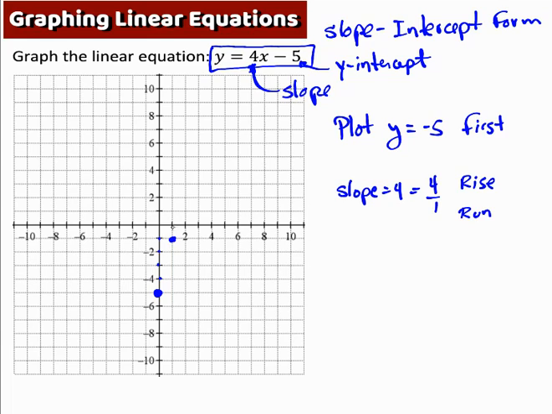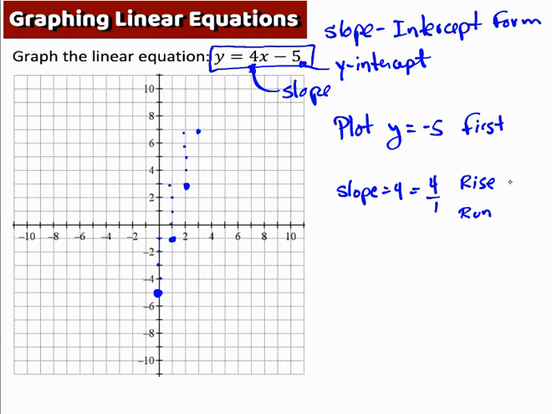And we can do this multiple times to have more points to connect. So I can use 4 over 1 again, 1, 2, 3, 4, and to the right 1. And we can keep doing this. And then we can connect these 4 points together, and that would give us our linear equation.